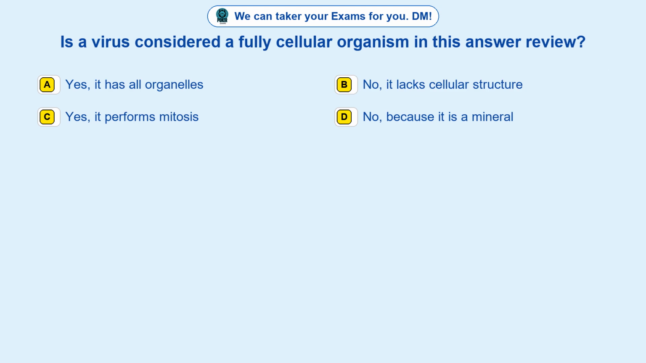Question 15. Is a virus considered a fully cellular organism in this answer review? Option A. Yes, it has all organelles. Option B. No, it lacks cellular structure. Option C. Yes, it performs mitosis. Option D. No, because it is a mineral.